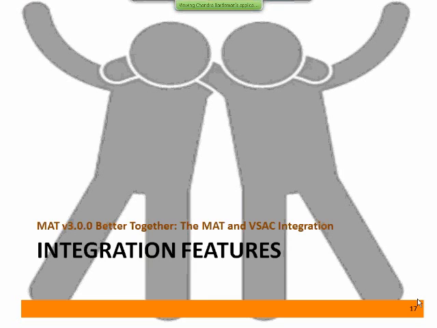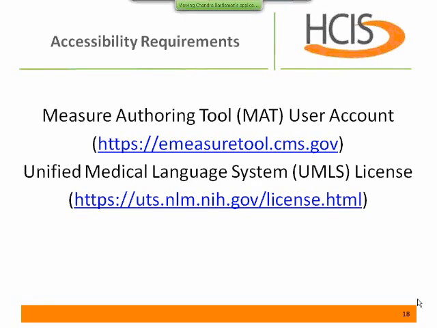We will now transition our discussion to the integration features that will be included in the upcoming release. A measure authoring tool user account and a unified medical language system license are required to fully utilize the integration features within the MAT. To retrieve value sets from VSAC through the MAT, you must possess a UMLS license. If you do not currently have a UMLS license, you are strongly encouraged to complete the required steps to obtain a license prior to the MAT release. Obtaining a UMLS license can exceed 3 business days, and you will not be able to access value sets from VSAC until this license is obtained.